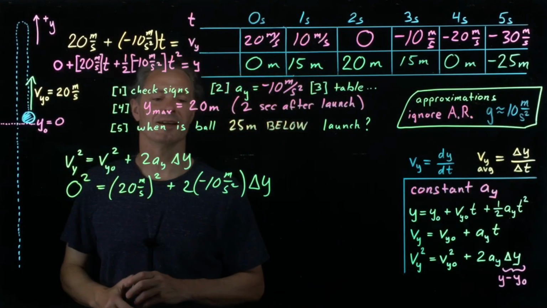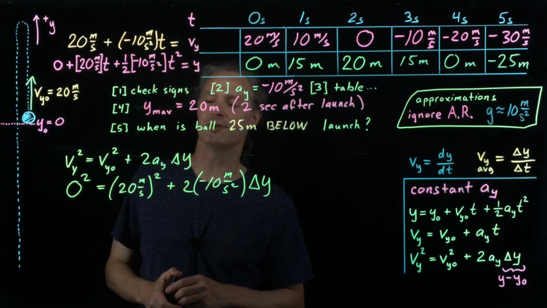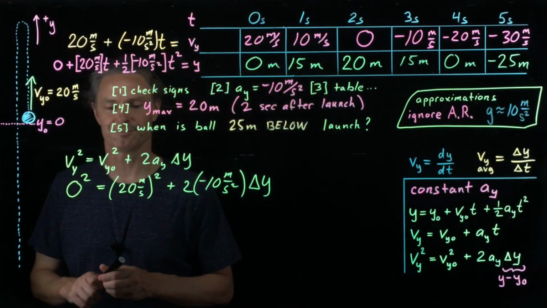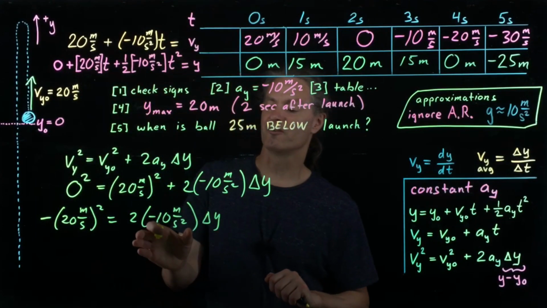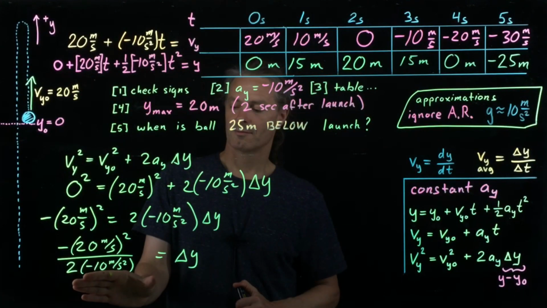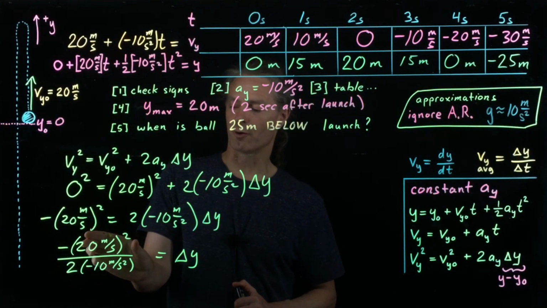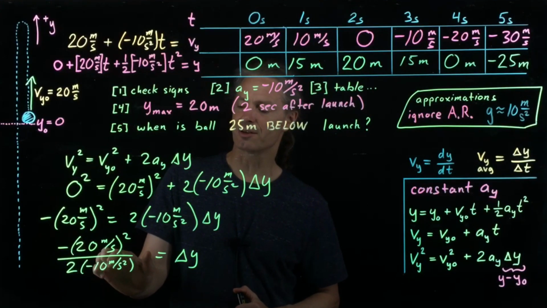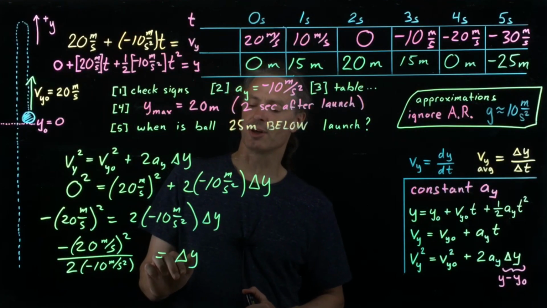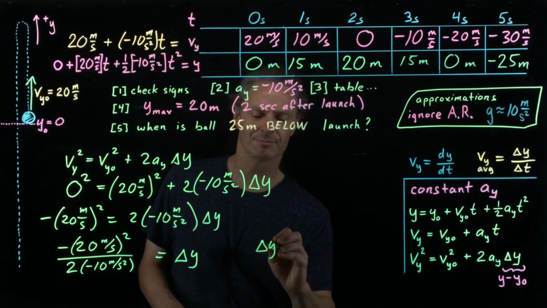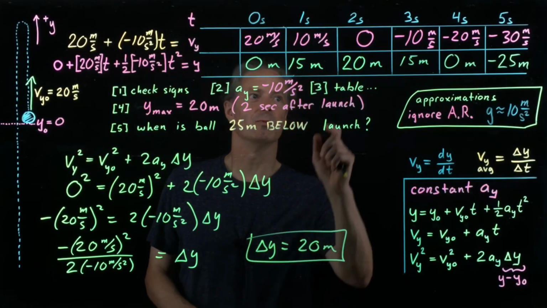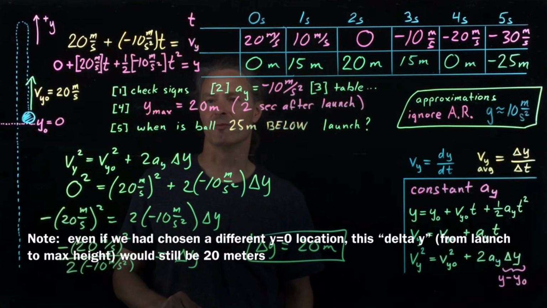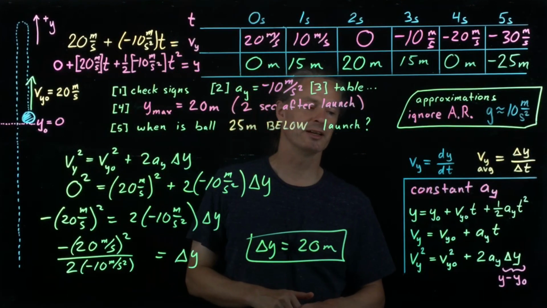All right, I can solve all this for delta y. I'll do that in 2 steps. First, I've got to subtract this 20 meters per second squared from both sides. And then I've got to divide both sides by this. This gives us minus 400 meters squared per second squared. This gives us minus 20 meters per second squared. The result will be 20 meters, which indeed was our maximum height. All right, so that's a way you could get the maximum height without finding the time to maximum height first.